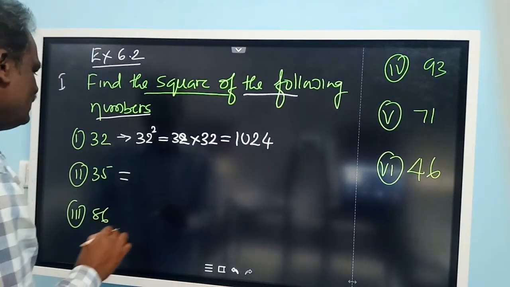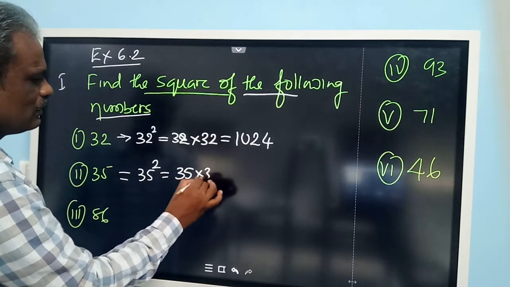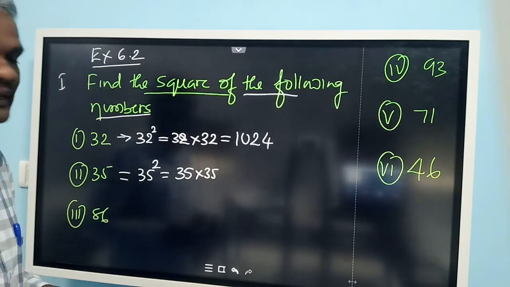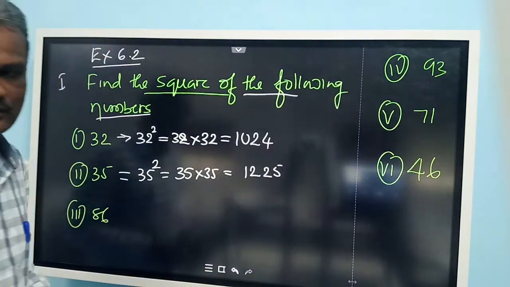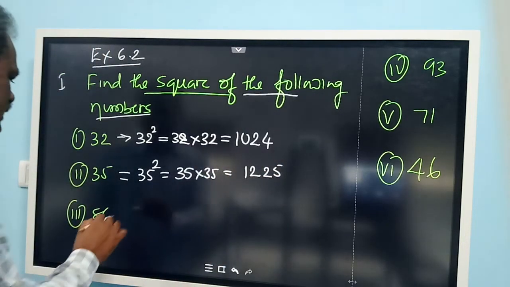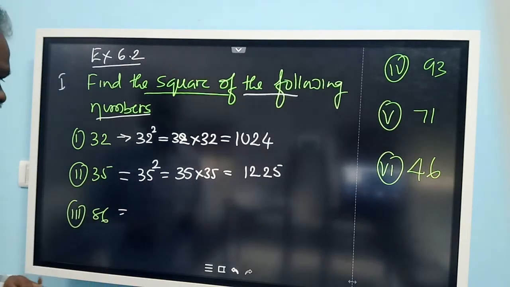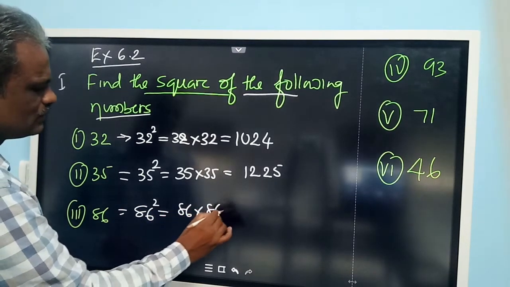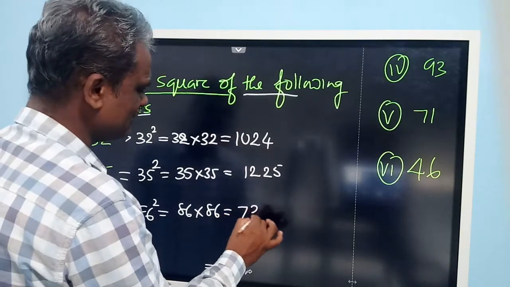Then 35 squared. Here you can use that rule: 3 into 4 is 12, then 25, so 1225. This pattern is applicable only to numbers ending with 5. Then 86 squared, 86 into 86. Multiply and tell me the product. 7,396.